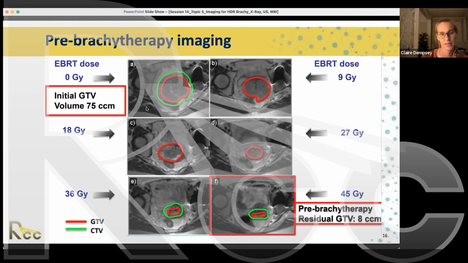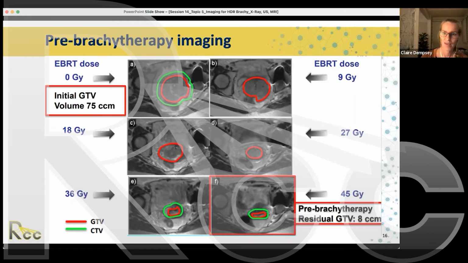So before they started external beams, they'd received 0 gray. The GTV had an initial volume of 75 cc. So the GTV is the red contour that you can see, and the CTV is the green. You can see even after 9 gray, the tumor is already starting to shrink inside the patient. After 18 gray, it's smaller again. 27 gray, we're getting smaller. 36, and then at 45, just before you start doing brachytherapy, the residual size of the GTV is 8 cc. So it's been reduced by almost 90% of its original size, which is fantastic for this lady.